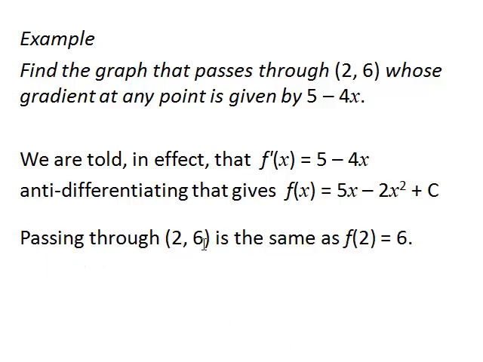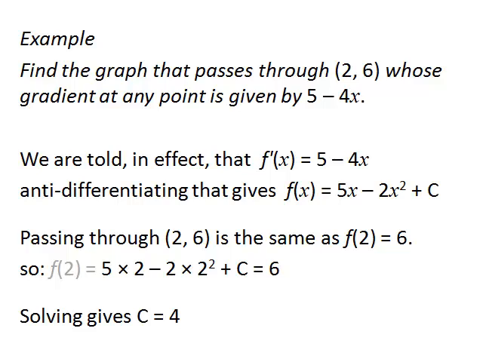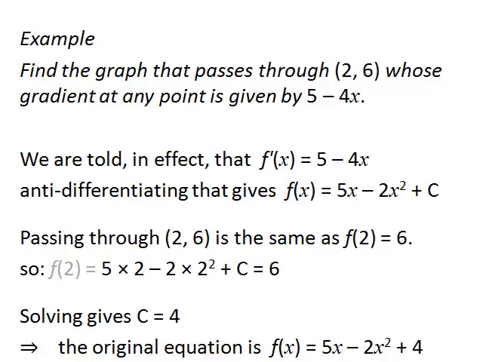We're told that it passes through (2, 6). Now that's the same as saying that f of 2 is 6, because our points are x, f of x. Recognising that is the key to most of these questions. So we know that f of 2 is equal to 6, and f of 2 is also equal to 5x minus 2x squared plus c. Put 2 in, and we solve. It gives us c is equal to 4, so we can write our expression for our original function. The function was 5x minus 2x squared plus 4. So to differentiate that, I get 5 minus 4x. If I put 2 into it, I get 6.